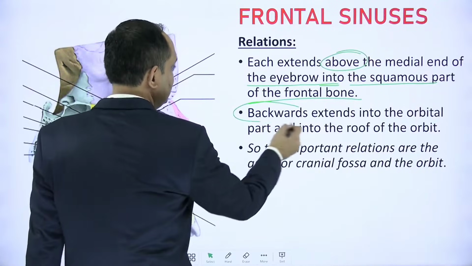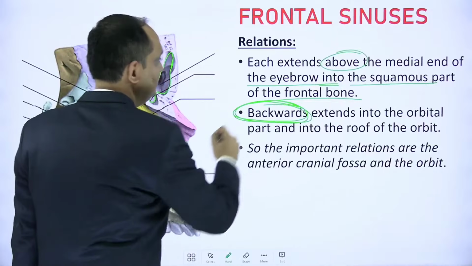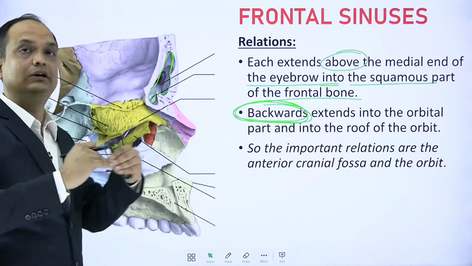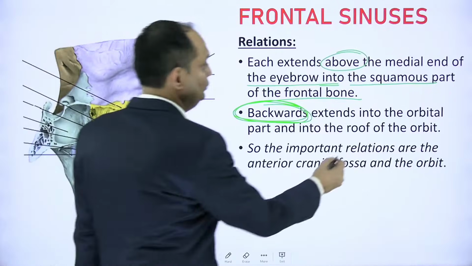Now, the backward extension. When you see the backward extension, it is going to extend into the orbital plate, and you know that the orbital plate is going to form the roof of the orbit.